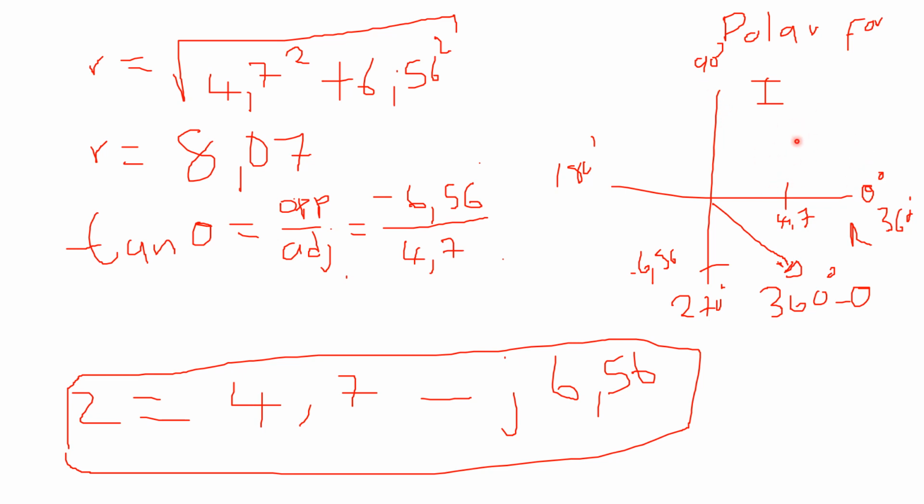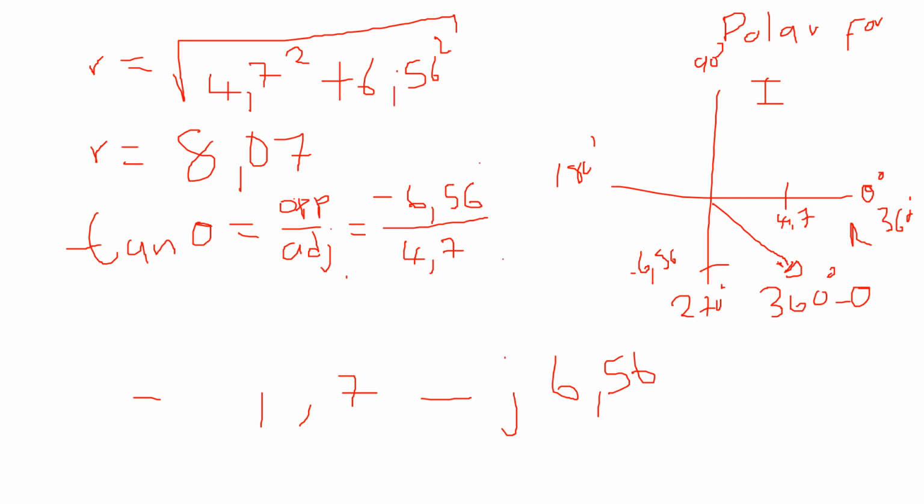Our theta here refers to a reference angle, and we always check which quadrant our resultant lies in. In this case, it's in the fourth quadrant. So the reference angle that we get here, we put as theta, and then we say 360 minus the reference angle.